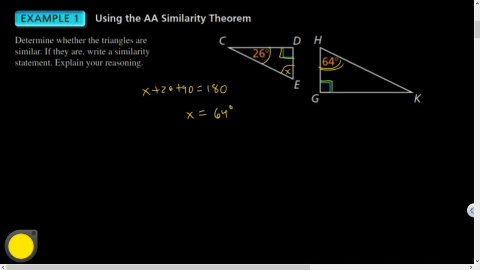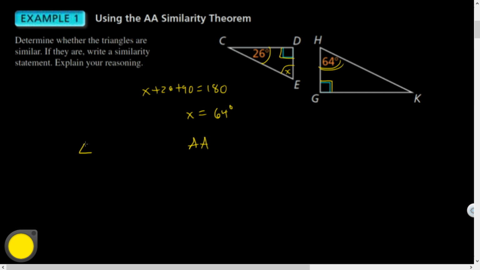But actually, I wouldn't have even had to go that far. I could have just said 64. I only need two angles, and the triangles are similar. Why? Angle similarity theorem. Well, it's not a postulate. So they are similar. So let's write a similarity statement.